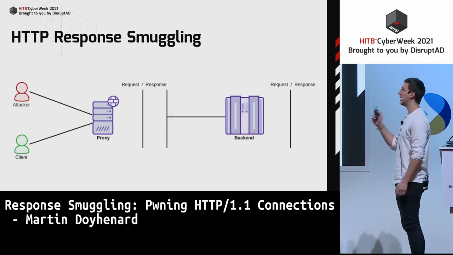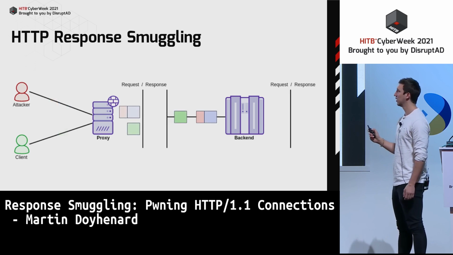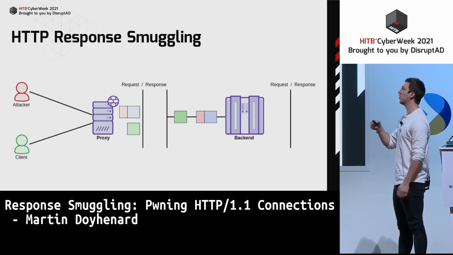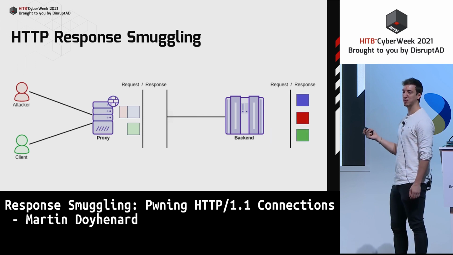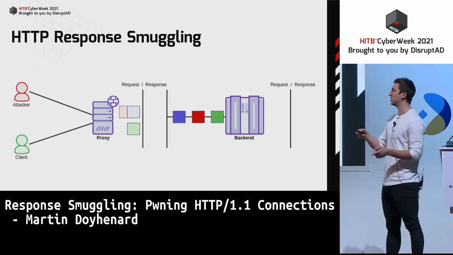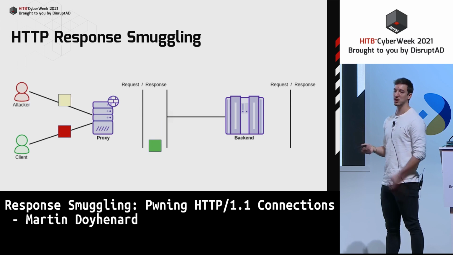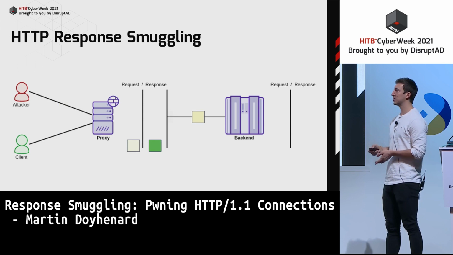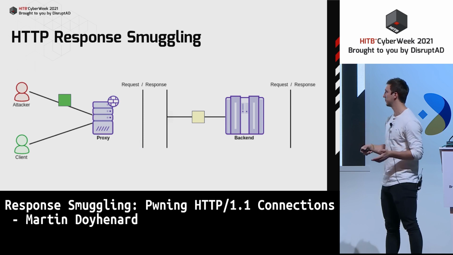Again, using this diagram, we see that the attacker and the client both send requests. The proxy thinks that there are only two requests, so it will forward them to the backend. But the backend will split them and create three different responses. So when these three responses go back to the proxy, it will send the first one to the attacker. The second one, which was injected by the attacker, will be sent to the client. And then when the attacker sends a new request, he will obtain, as I said, the victim's response.